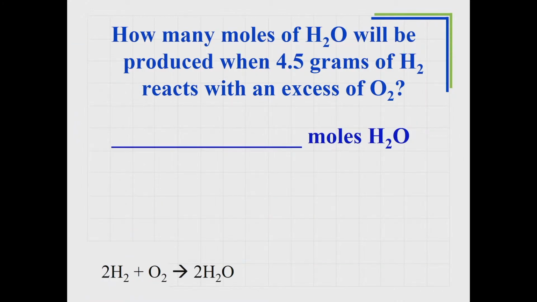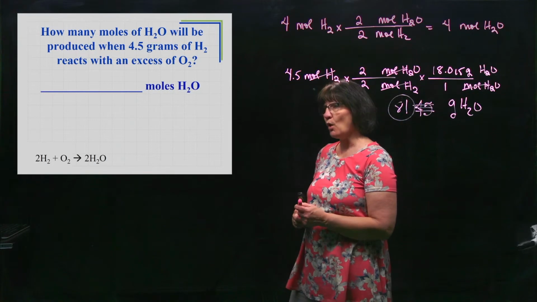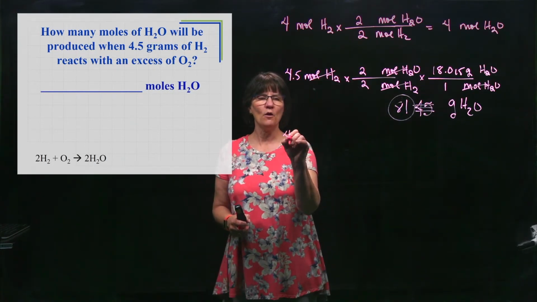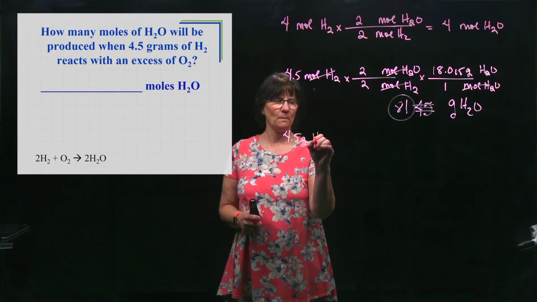Now we're going to look at a problem where in this case we're given that we have 4.5 grams of hydrogen and we're trying to figure out how many moles of water would react with it. So we're starting with grams of H2 and we're trying to go to moles of H2O. So we start by writing what we were given, 4.5 grams of H2.